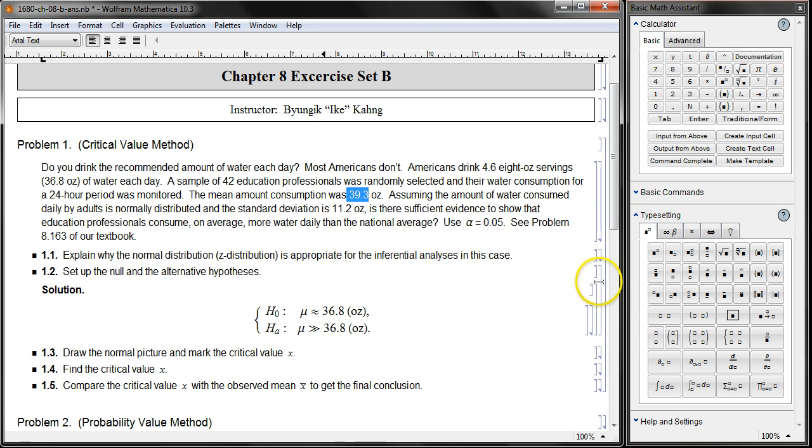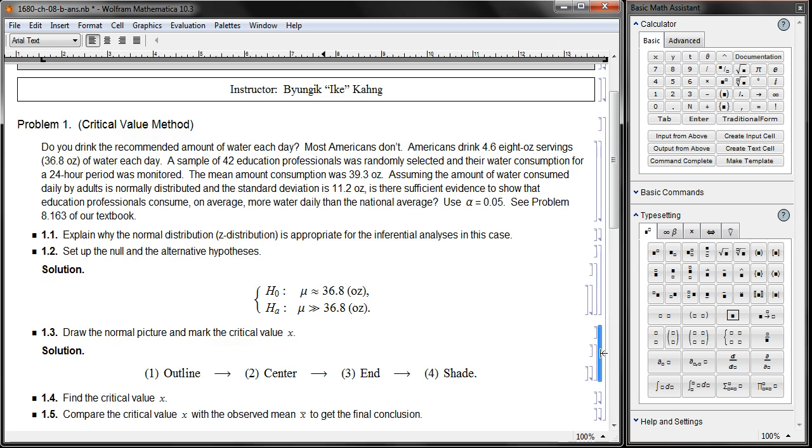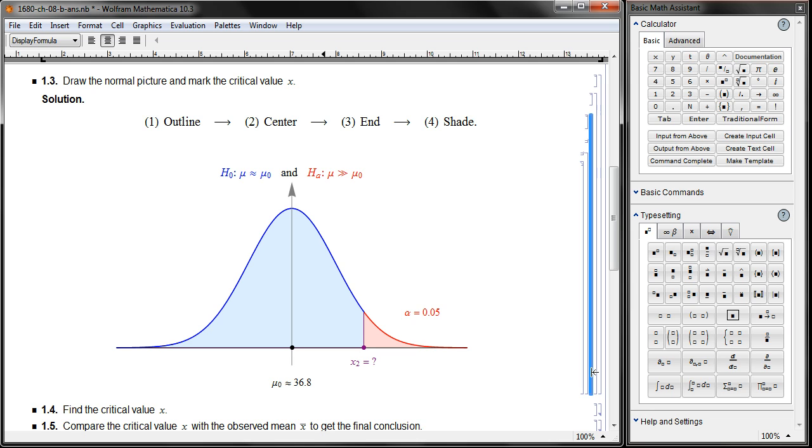Okay, we have the hypotheses set up, so let's go ahead with a picture. Here's a normal picture, and how do you draw the normal picture? Here is the step-by-step process: outline, center, end, and then finally shade. Here we go. Outline: you draw the normal picture, going up and down like this, unimodal, symmetric, and so on. And what's the center? Null. Null is always the center, 36.8.